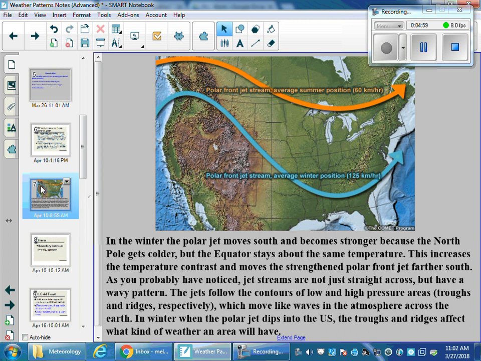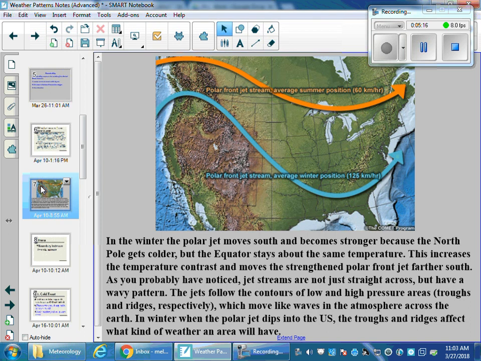As you probably have noticed, the jet streams are not just straight across, but have a wavy pattern. The jets follow the contours of low and high pressure areas, troughs and ridges, which move like waves in the atmosphere across the Earth. In winter, when the polar jet dips into the U.S., the troughs and ridges affect what kind of weather in the area we will have.